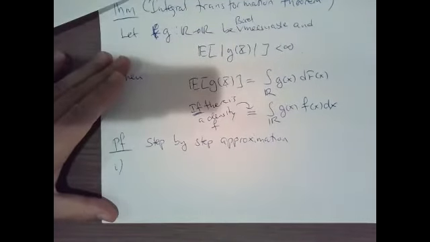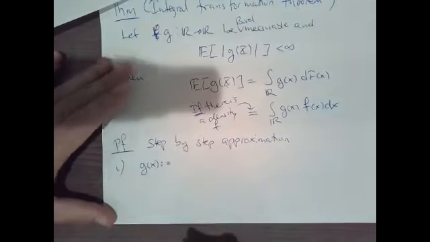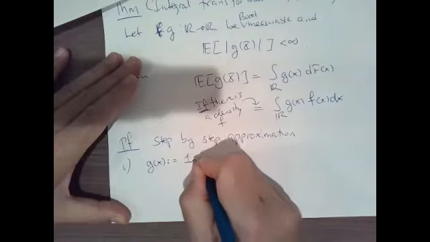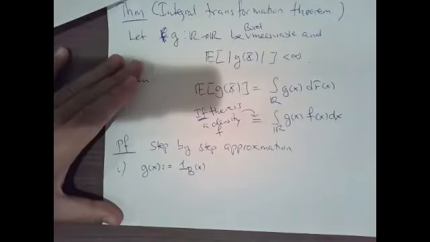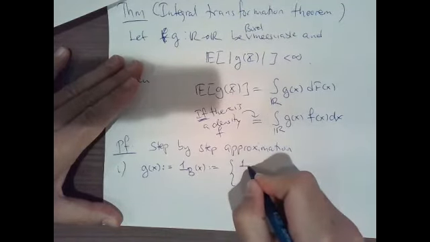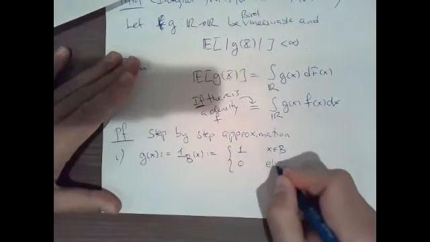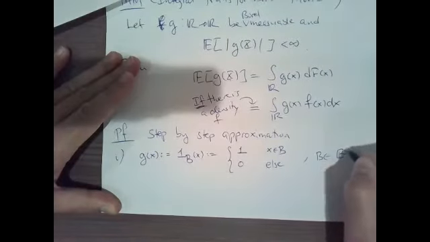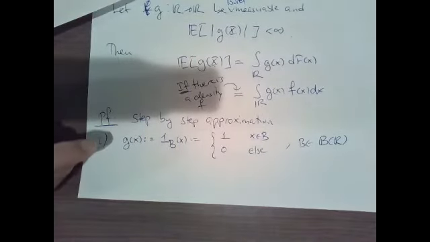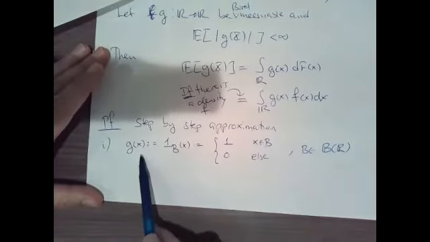So you look at g of x to be an indicator. So this is the indicator of a set B, of x. Remember what this means: it's 1 when x is in B, and it's 0 else. And B is a Borel set. So we start out by proving the formula for this guy.